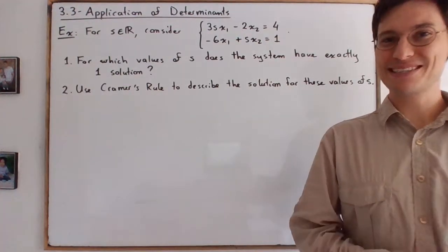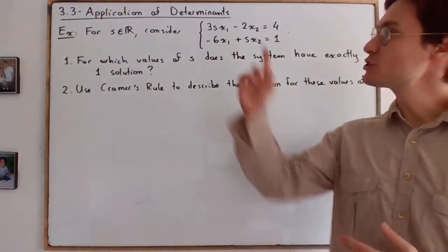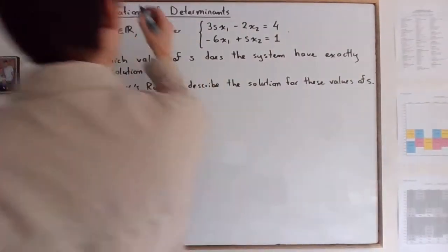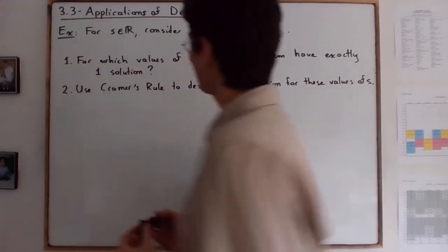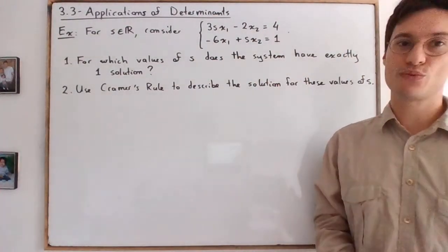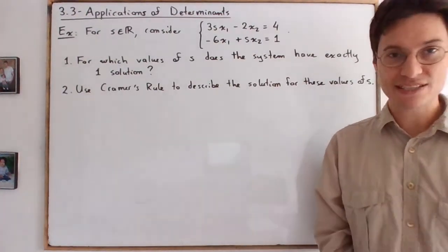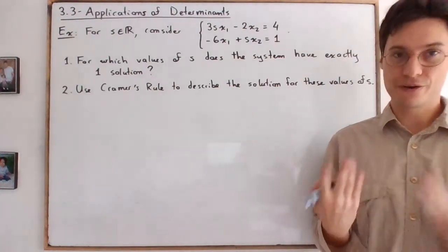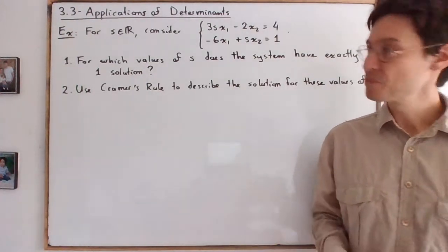Hi, linear algebra students. We are in 3.3, applications of determinants, and we're doing an example related to Cramer's rule, and it's certainly within your reach. You should do this example by yourself and watch the video just to confirm your work, okay?